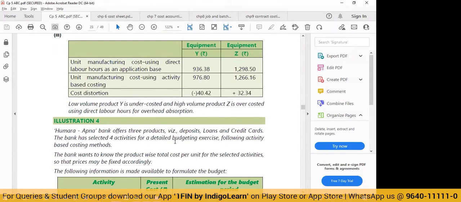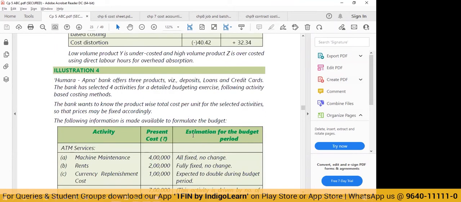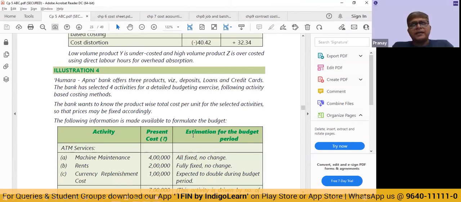Sir, doesn't operating income mean operating profit? See, operating income, operating profit, yes, for all practical purposes, you can say it is the same. But this term operating profit is used more in service sector costing, and you would not usually come across this term in the other chapters.